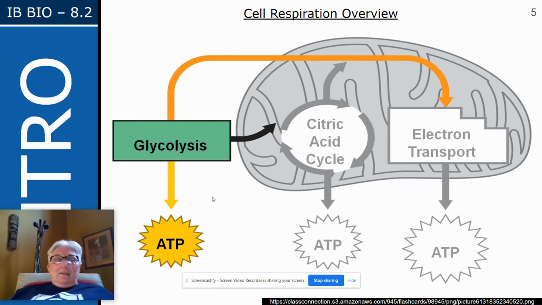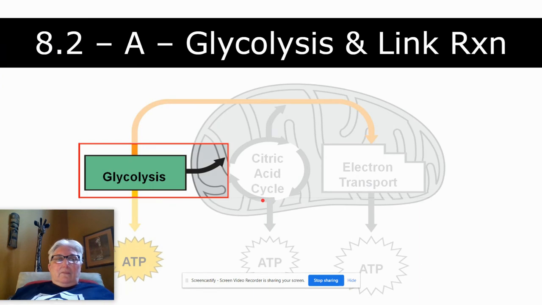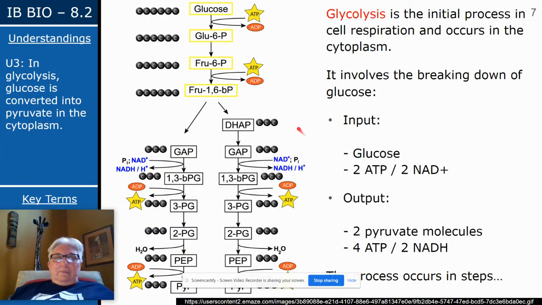So glycolysis takes place in the cytoplasm. So that's the one stage that does not take place in the mitochondria, like the Krebs cycle, which is sometimes called the citric acid cycle, and the electron transport chain do. All right. So let's start with glycolysis.